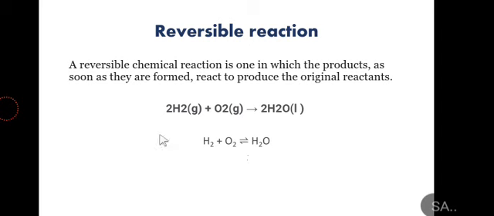You can see here a reversible chemical reaction is one in which the products, as soon as they are formed, react to produce the original reactants. We just discussed it. So here's the example. If we react hydrogen gas with oxygen gas, so these two are reactants, and when they combine, it gives the product water. You see here, hydrogen and oxygen are two gases, and they are producing a liquid, that is water. Here you can see the combination is happening under certain conditions.